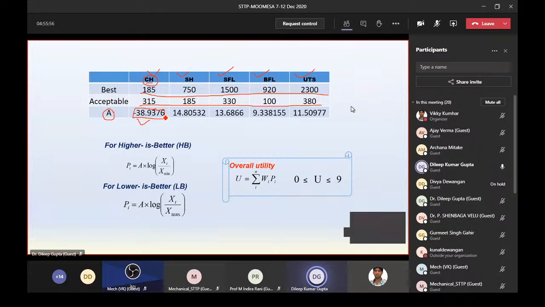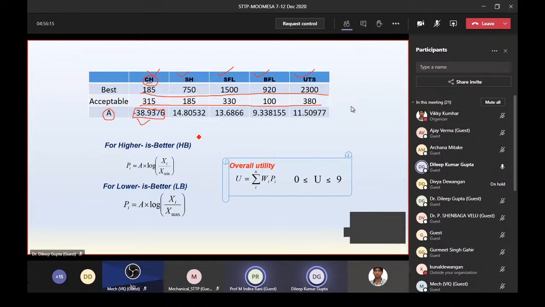And how do you calculate the value of A? A will be equal to 9 divided by the log of x star divided by x dash, where x star is the best value and x dash is the just acceptable value, or the worst value.